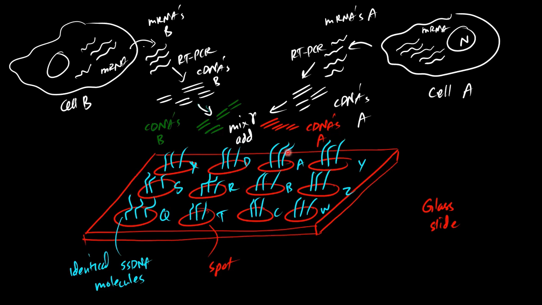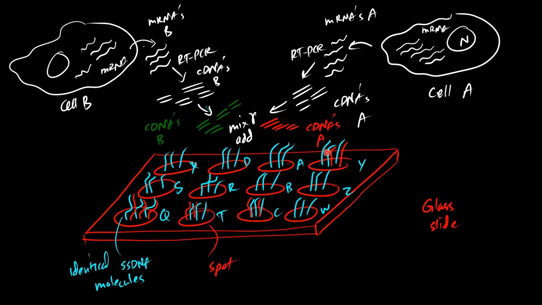So what will happen is that we denature the cDNAs, so now we have single-stranded cDNAs. We mix them together and we add them to the slides. Now we will have hybridization. So for example, we have some cDNA from the red cDNA bound, hybridized to the DNA found in spot Q, here, here, maybe here. Because here we will have single-stranded DNA molecules.